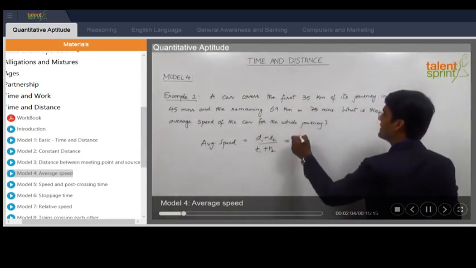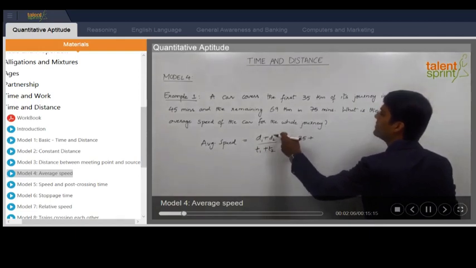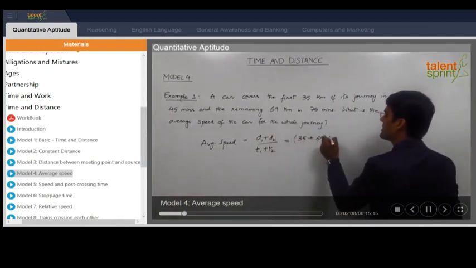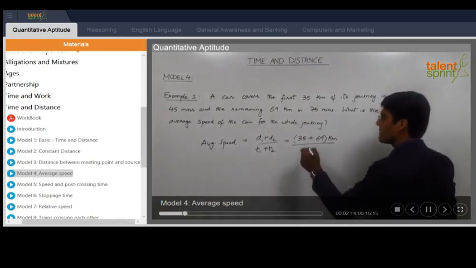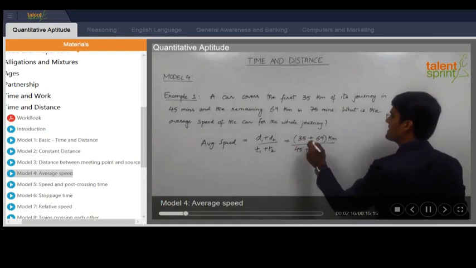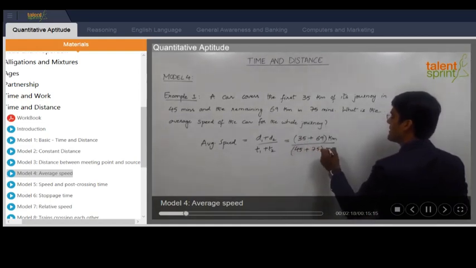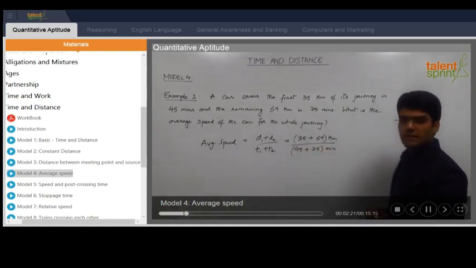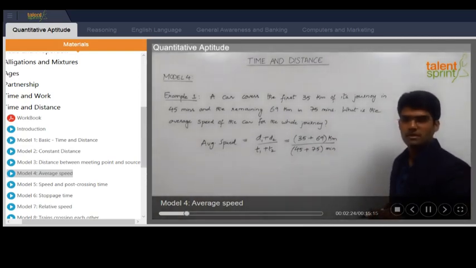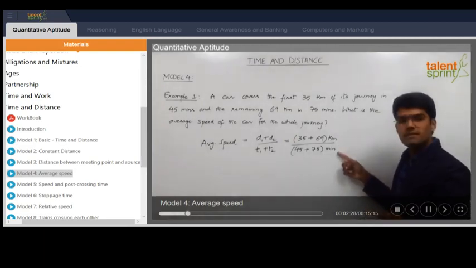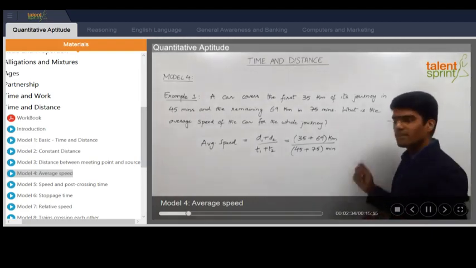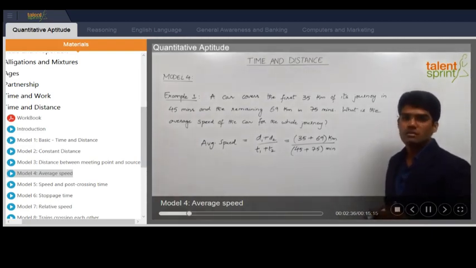The distance D1 is 35 kilometers and D2 is 69 kilometers. So the total distance is 35 plus 69 kilometers divided by the time taken for the first part, which is 45 minutes, and for the second part, which is 75 minutes. So the total time here is 45 plus 75 minutes. But friends, as I've already mentioned, whenever we solve these questions, the units have to be proper. This calculation gives us the speed in kilometers per minute, which is not a standard unit of measurement. So we should either find out the speed in kilometers per hour or meters per second, and that can be done based on the options given to us.